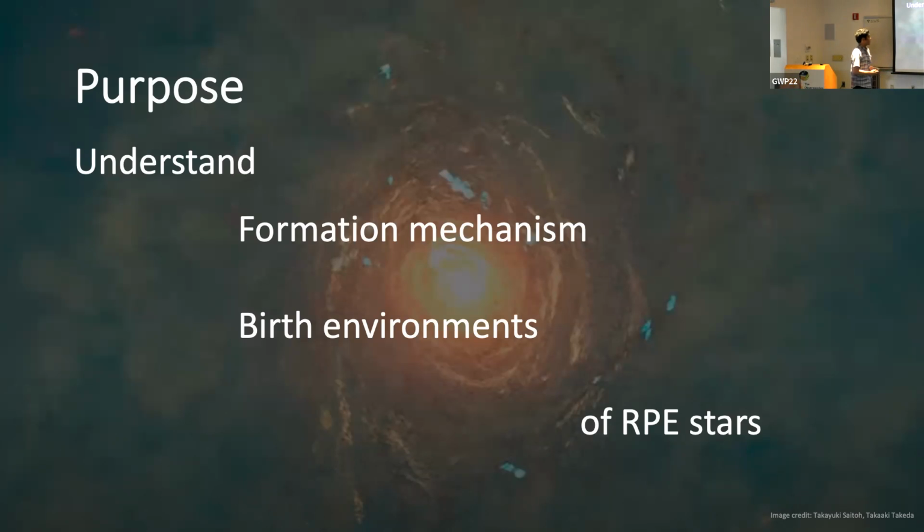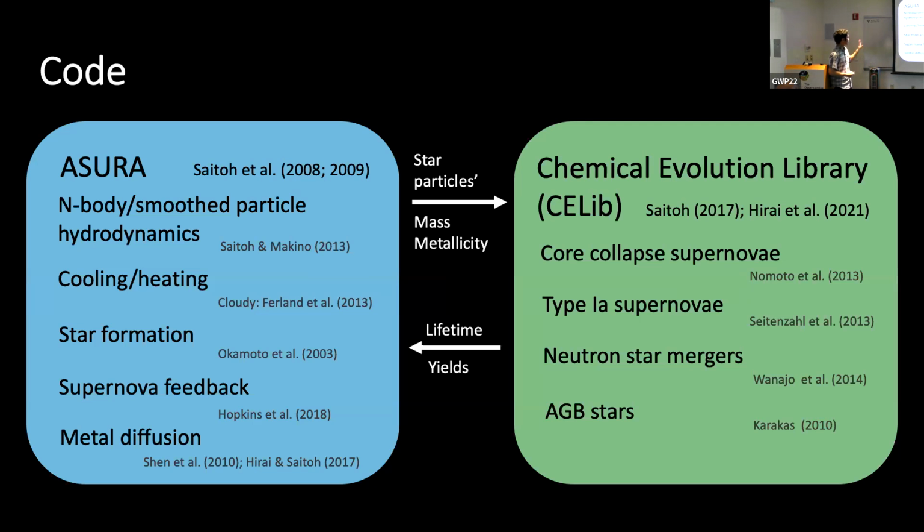To do this, we have performed a series of very high resolution cosmological zoom-in simulations of a Milky Way-like galaxy. To perform these simulations, we have developed the original code, Ashura, which is an N-body plus smoothed particle hydrodynamic simulation code, including models such as cooling, heating, star formation, supernova feedback, and metal diffusion to compute the galaxy formation. We also compute the chemical evolution simultaneously in the simulations by using a chemical evolution library, assuming core-collapse supernovae, type Ia supernovae, neutron star mergers, and AGB stars. In particular, for the R process elements, we assume that neutron star mergers exclusively produce europium.